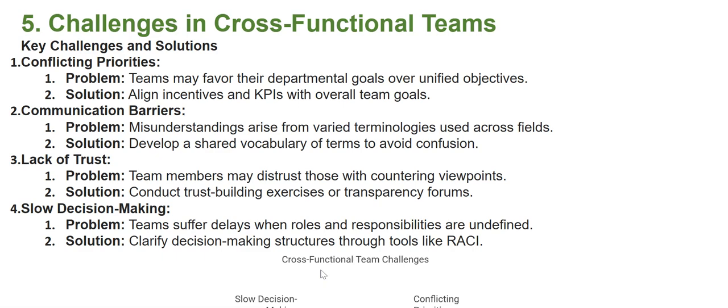Here we have a summarized diagram explaining the cross-functional team challenges, as we have here slow decision making, and one of the solutions is to use RACI, lack of trust, conflicting priorities, communication barriers.